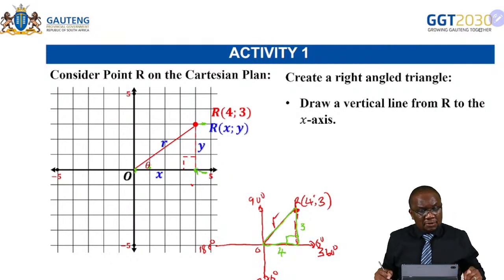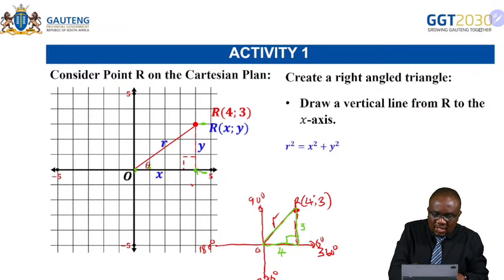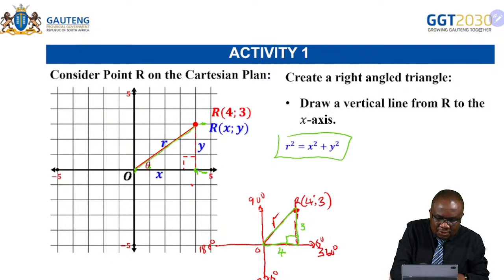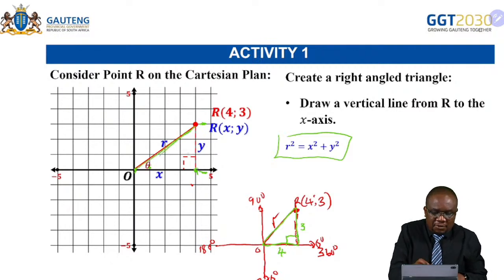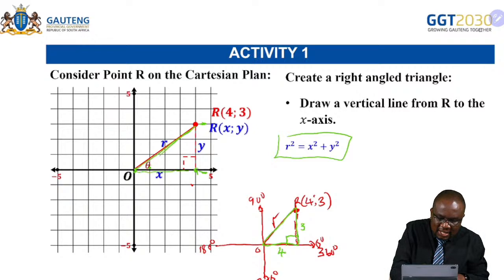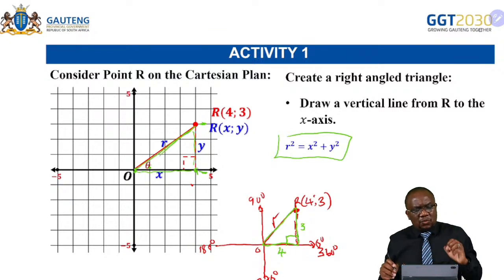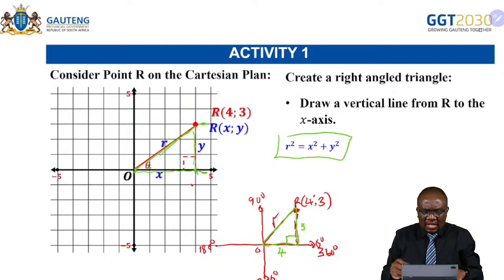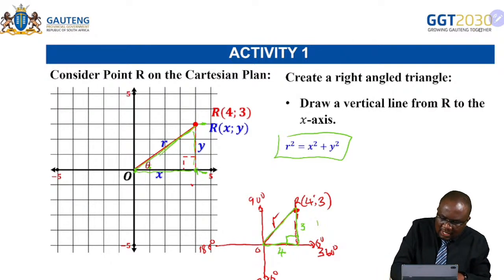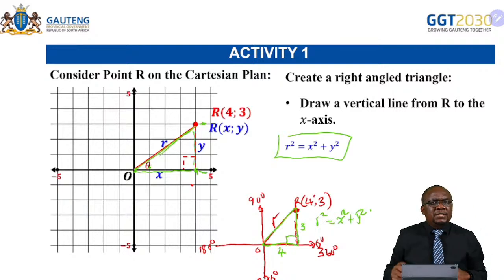Now, before we move any further, remember this. Our Pythagoras theorem, right? R squared is equal to X squared plus Y squared, because R is the hypotenuse. So that's hypotenuse squared. X is the other side, and then Y is the other side. So R squared is equal to X squared plus Y squared. Please write that one down, just next to your diagram. R squared is equal to X squared plus Y squared. Very important.